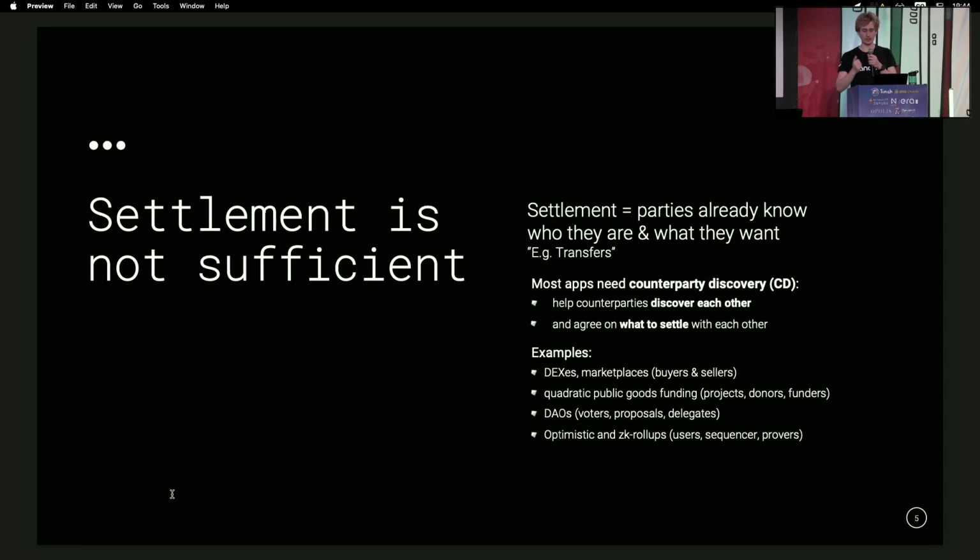side of the trade. Good examples here are DEXs with marketplaces having buyers and sellers, even quadratic public goods funding, project donors and funders fall into this, DAOs fall into this category, any rollup falls into this category, because fundamentally in these systems users don't have finalized state transitions that can be settled and executed on chain. They have partial things that need to be combined with other people's partial intents in order to form fully fledged state transitions.